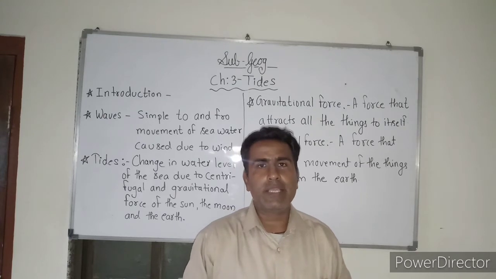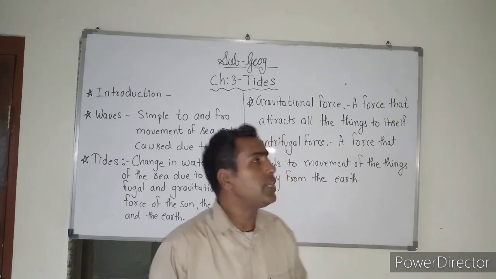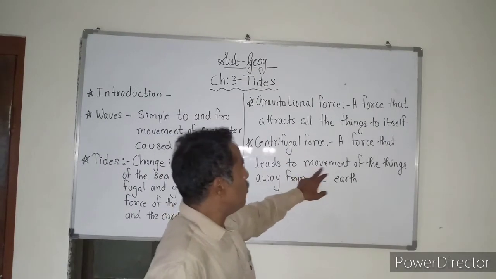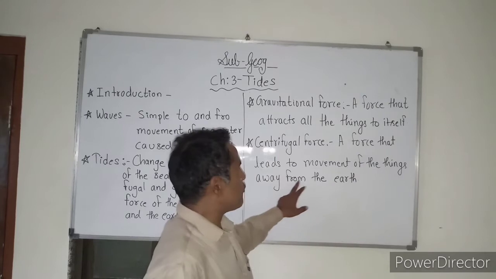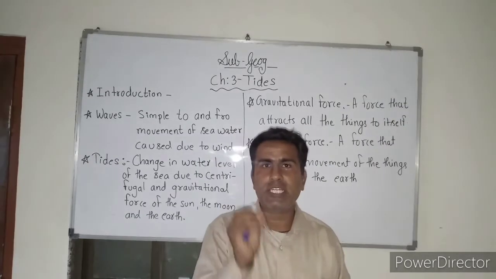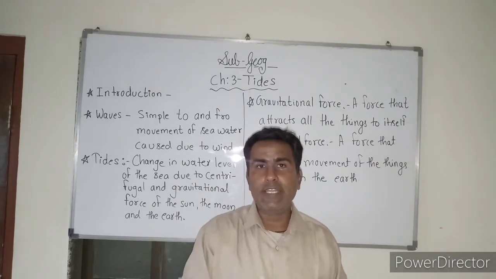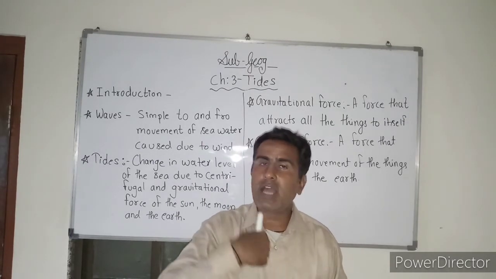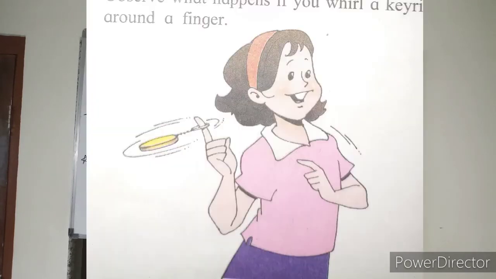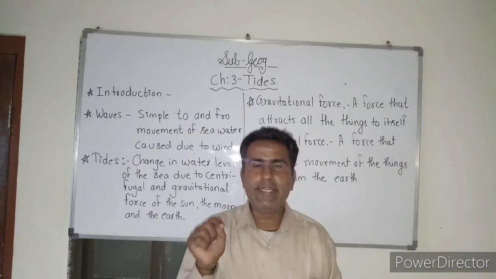Now I will explain centrifugal force, a force that leads to movement of things away from the earth, right? That means, if I explain in simple words, because of centrifugal force, things on the earth are thrown away from the center of the earth. For example, take a key chain. Try to rotate it on your finger. What you will notice, student, is that it spins outward, right?